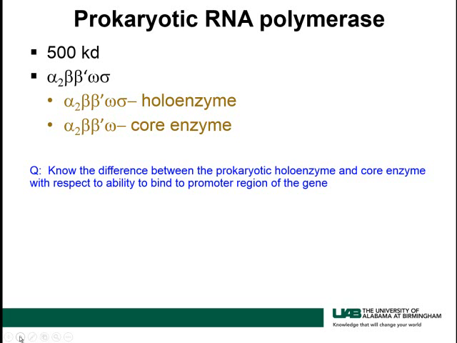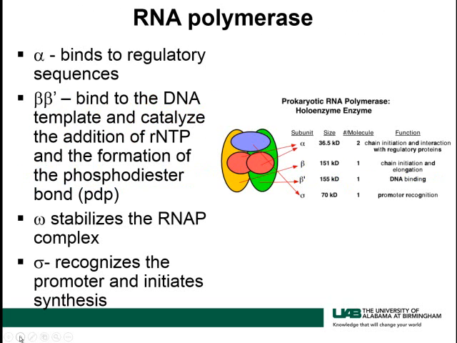The RNA polymerase of prokaryotes is a 500 kilodalton enzyme complex that consists of two alpha subunits, a beta, beta prime, an omega, and a sigma subunit, so a total of 6 subunits. The holoenzyme consists of all of the 6 subunits, and the core enzyme is missing the sigma subunit. RNA polymerases. How does the RNA polymerase in the prokaryotic system work?